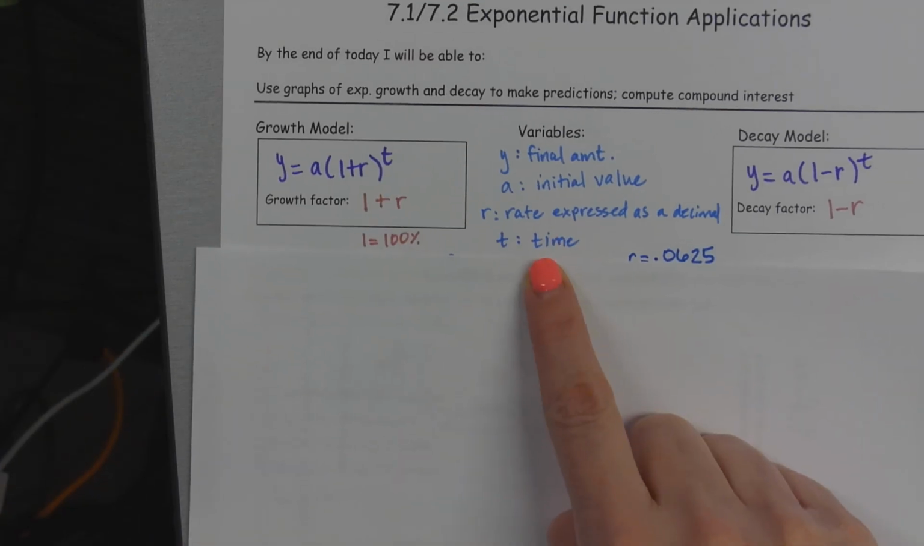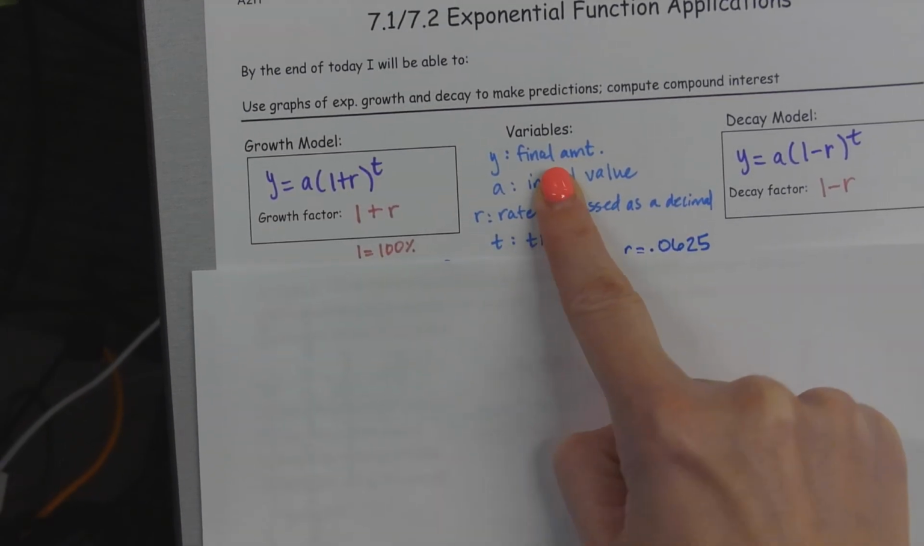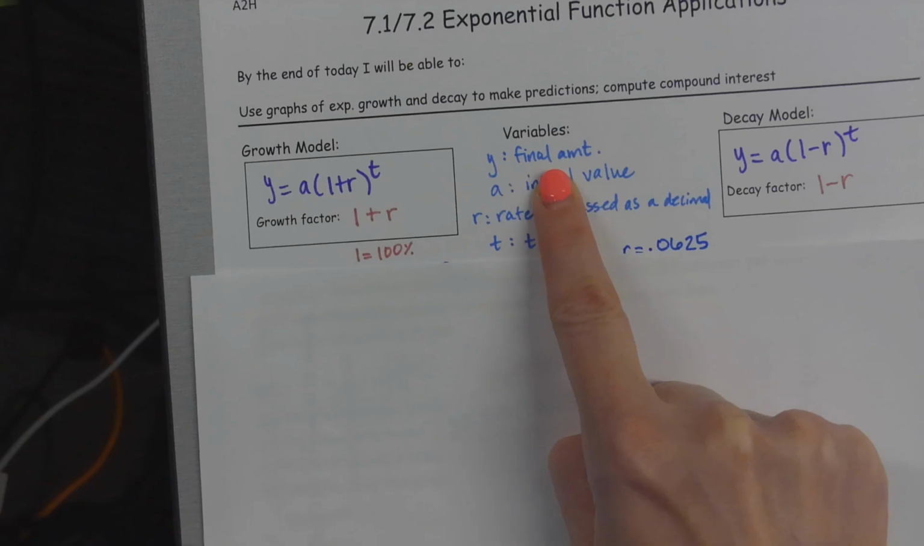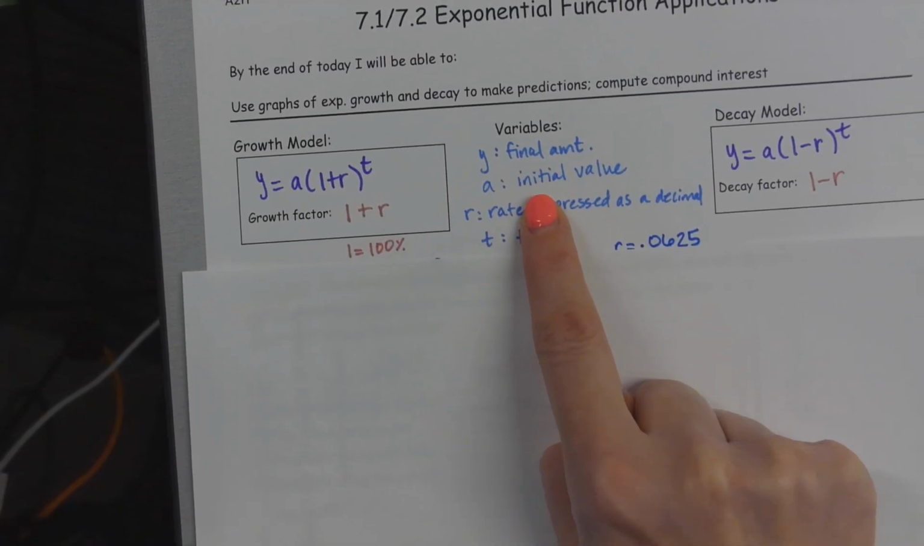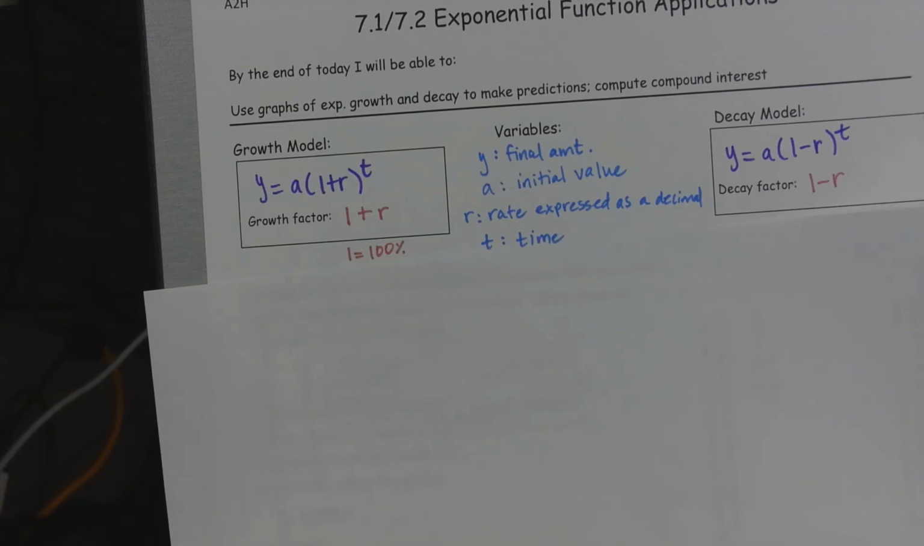T represents the time. Your y value is the final amount. A lot of times we'll be talking about money, so it could be a final amount of money in an account. A is the initial value, and then your r is a rate, but it's expressed as a decimal. So a lot of times the rates are given as a percent, and then you're going to go ahead and convert those to decimals. And then your decay factor is 1 minus r. So 1 minus your rate. Again, the 1 stands for your 100%.